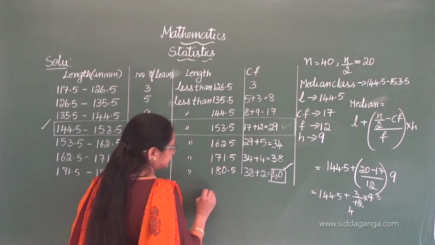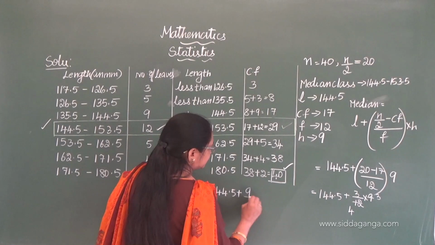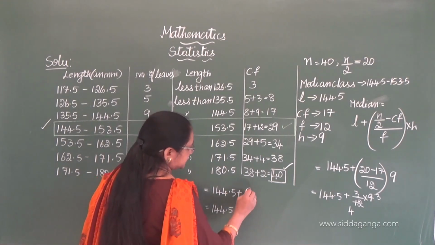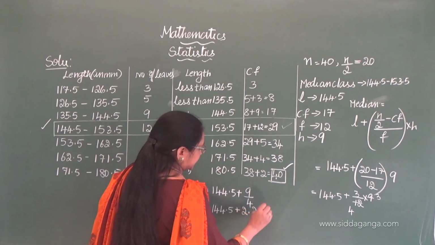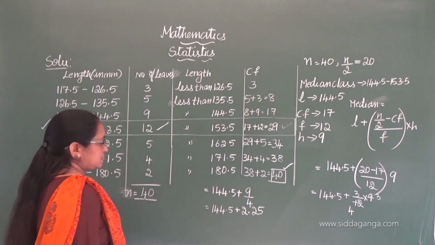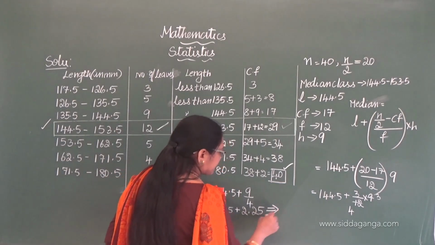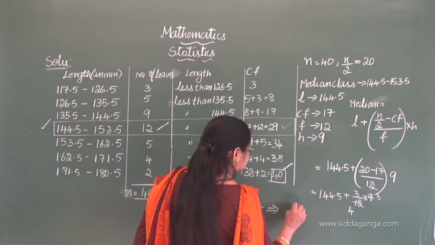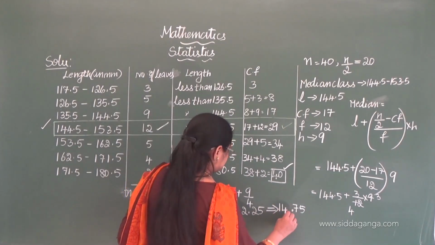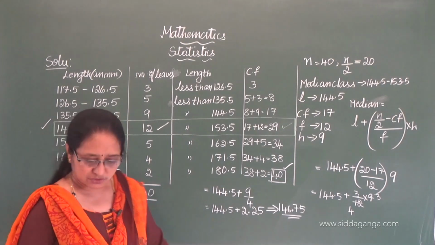So, we got 144.5 plus 9 by 4. You can take 9 by 4 in the decimal form. 4 2s are 8, 1 remainder, again 4 2s are 8, so 2.25. So, 144.5 plus 2.25. So, the final answer will be 146.75.